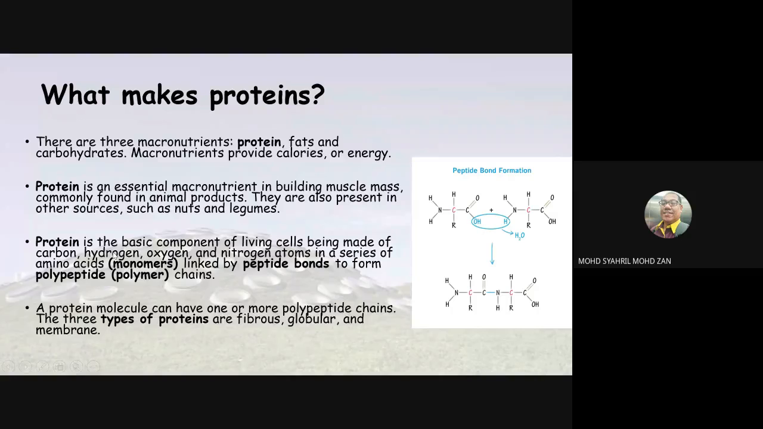In the series of amino acids, we call it monomer, and linked by peptide bonds to form polypeptides or polymers. Okay, a protein molecule can have 1 or more polypeptide chains. The 3 types of protein are fibrous, globular, and membrane. Okay, look at this picture. This is an example of one amino acid and another amino acid.